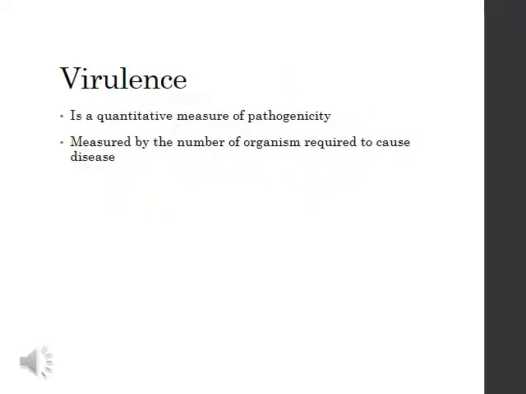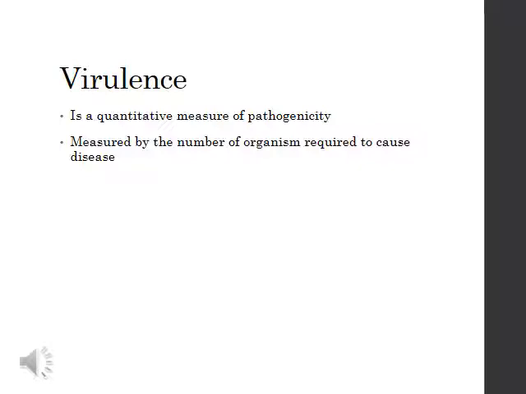Another definition is virulence. What is virulence? Virulence is a quantitative measure of pathogenicity. These are the most important definitions for your UHS paper. There can be many questions on definitions, so you have to keep in mind the definitions of all these things.